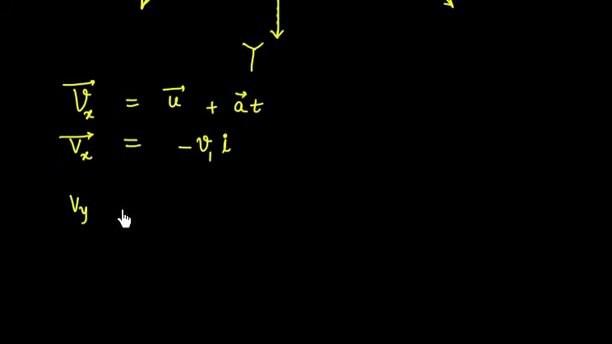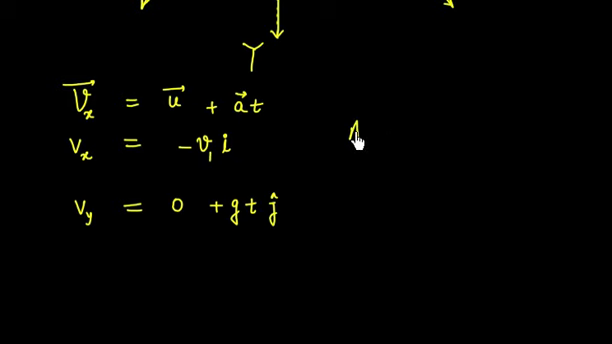So we can calculate vy. There is no need to put the vector sign here. So this is vy, we can calculate using the same formula, but now the initial velocity is 0 in the y direction and we have taken the downward direction as positive, so I have to write g t as positive, and this is my velocity in the y direction.